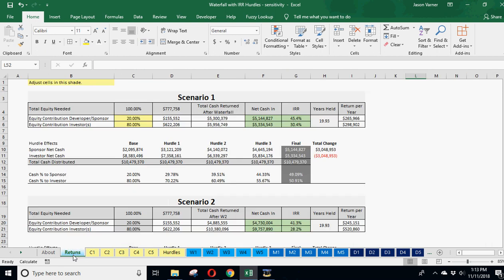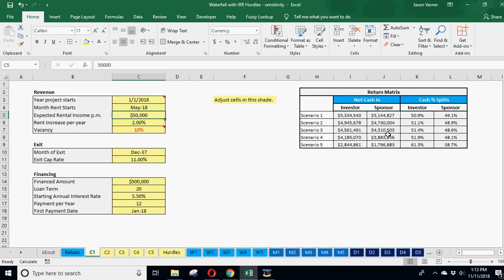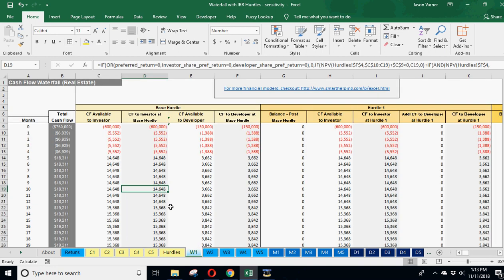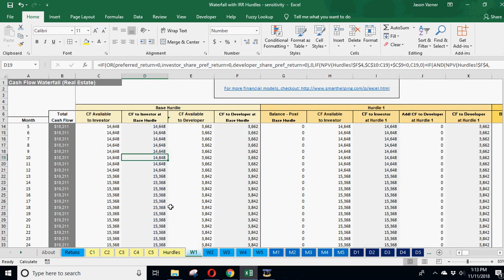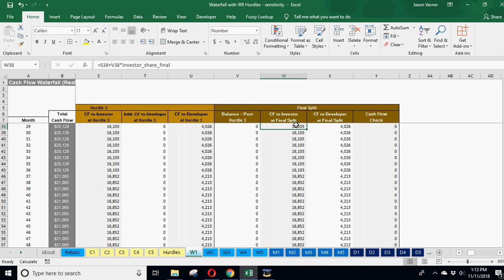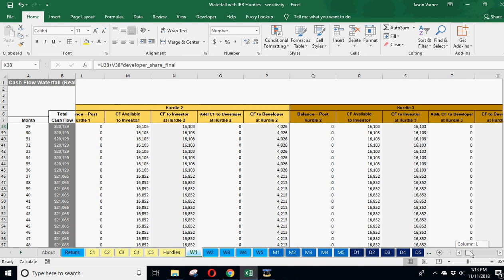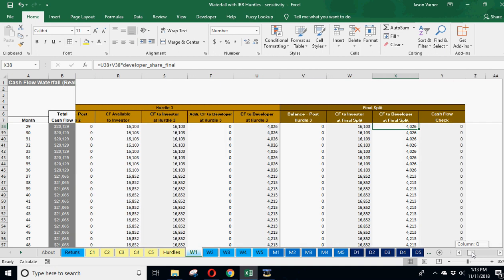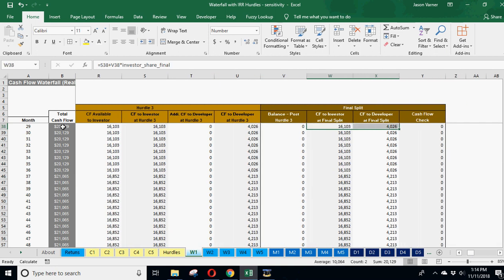Now the reason why when you go on the returns or even here that these are not perfect to what the hurdles are is because you have some carryover, like in a month where you've actually made the hurdle. It's going to split some of the cash in one way, some of the cash at the other rate, and that results in when you get all the way to the bottom, like on the final cash split, this is actually the only column W and X are what you actually use, and this is pulling from all of these columns over here to get the final split. And you can see these two equal the cash flow 20,129 right there.